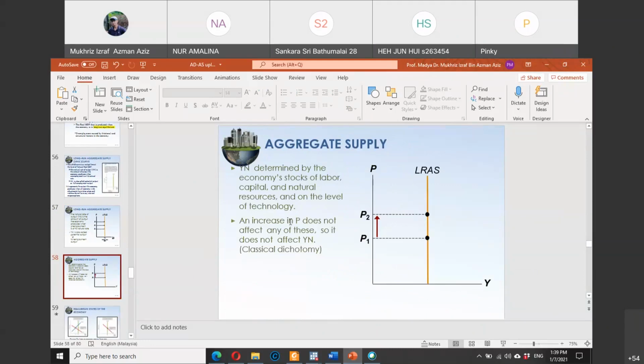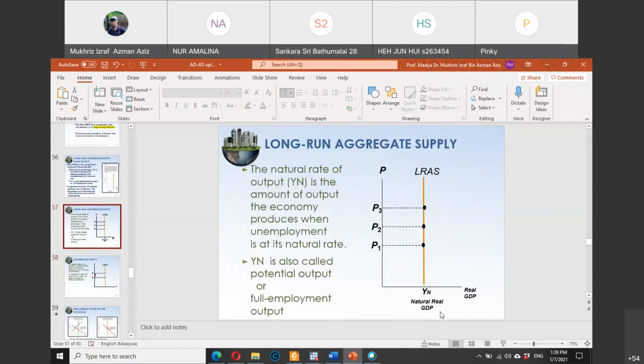An increase in price does not affect any of this, so it does not affect the natural output value. Whether price goes up or price goes down, the natural real GDP remains the same. So make sure that you use this term whenever you are referring to the long run period: we are talking about the natural real GDP, the output where the long run supply curve intersects with the X axis, the GDP axis here.